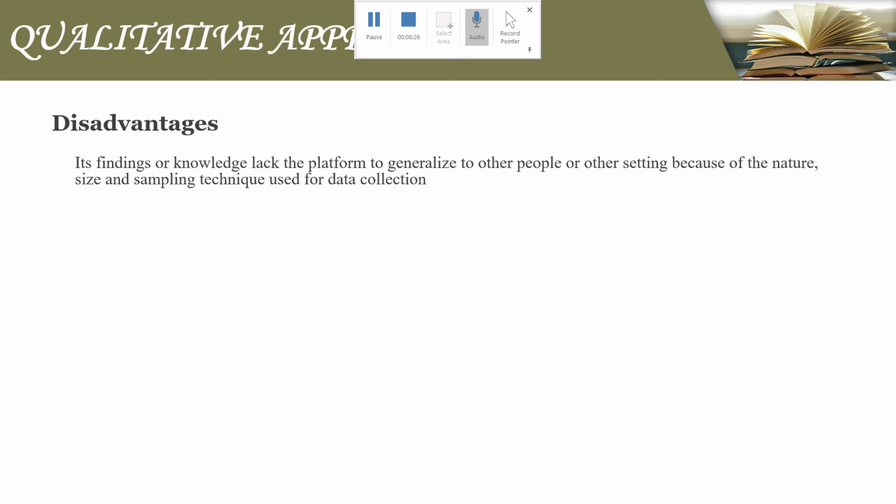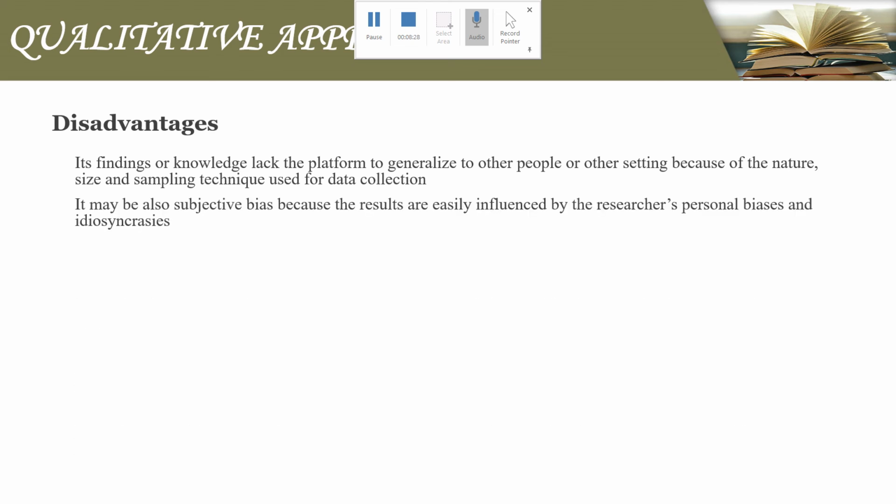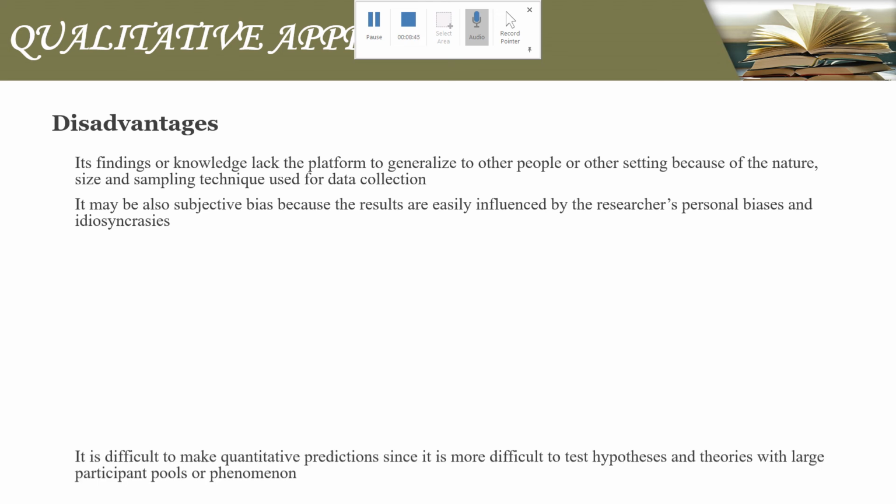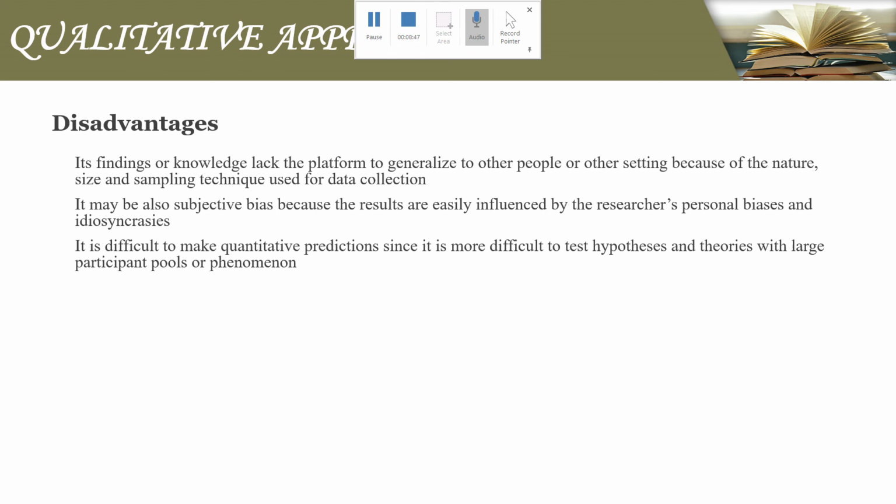and data collection used. It may also be subjective bias because the results are easily influenced by the researcher's personal biases and others. Because the researcher has a direct contact with the participant, it may easily influence the outcome of the study. It is difficult to make quantitative predictions, since it is more difficult to test hypotheses and theories with large participant pools or phenomena.